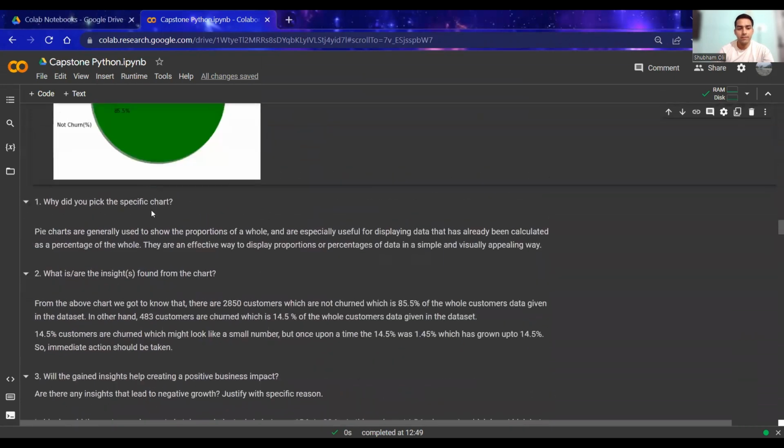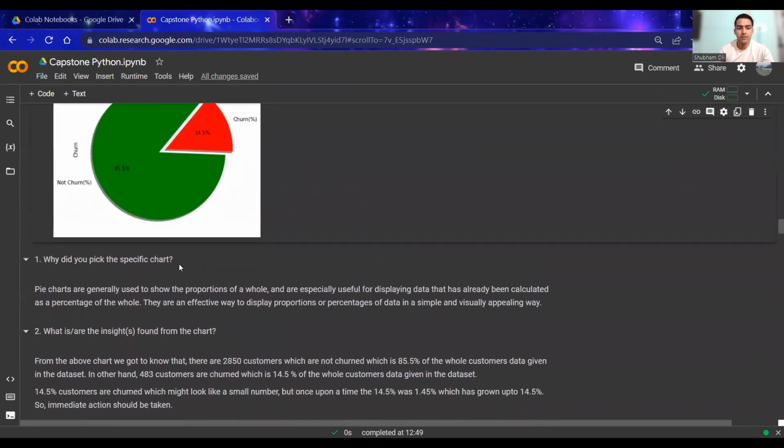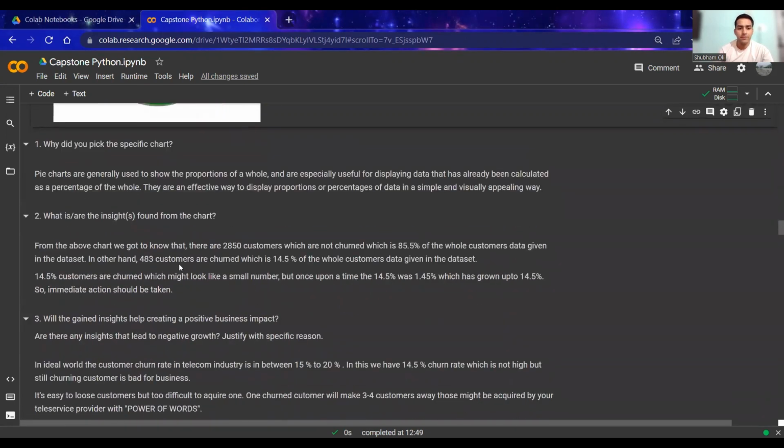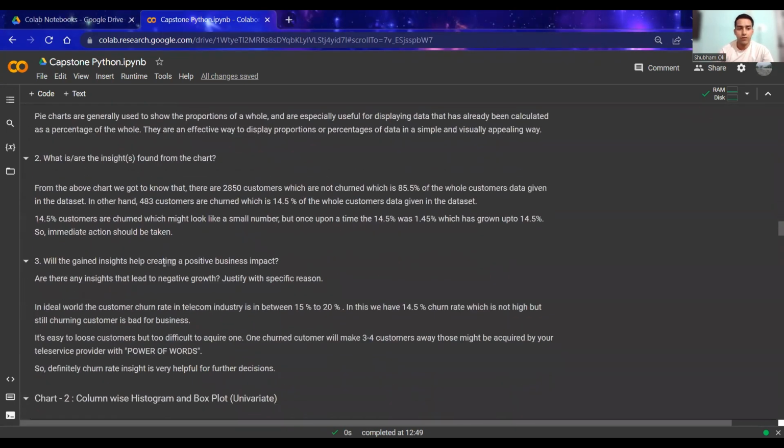We picked this specific chart because pie charts are generally used to show proportions of a whole and are especially useful for displaying data. And the insight we found from this is that 2,850 customers did not get churned, which is 85.5%, while 483 customers churned, which is 14.5%. So it looks like a small number, but once it was 1.45%, which has grown up to 14.5%. So immediate action should be taken.